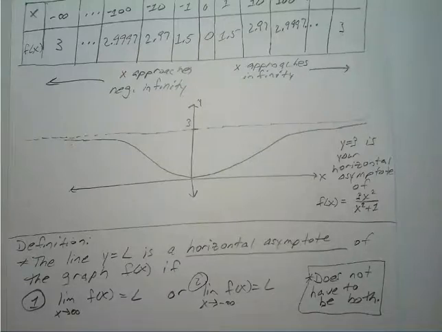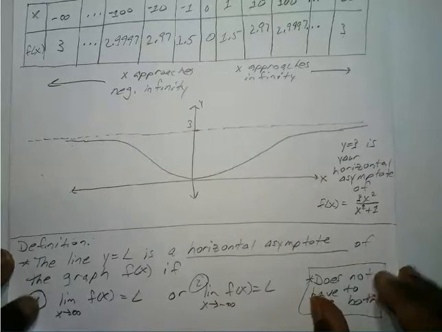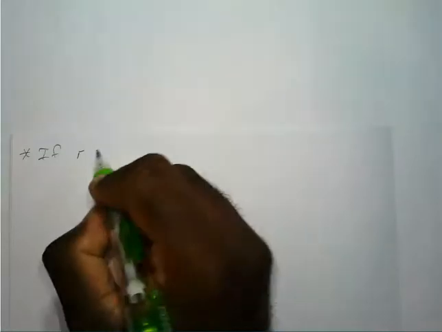If you are still writing, feel free to press pause. But we're going to go ahead and move on to our next page. Let's say we know that a variable r is a positive rational number.